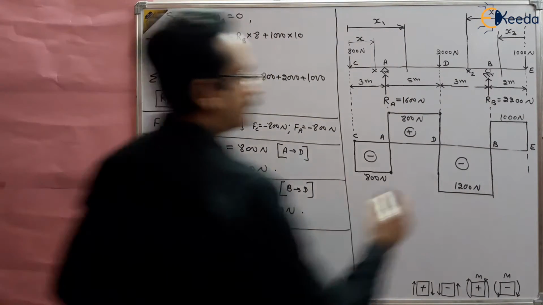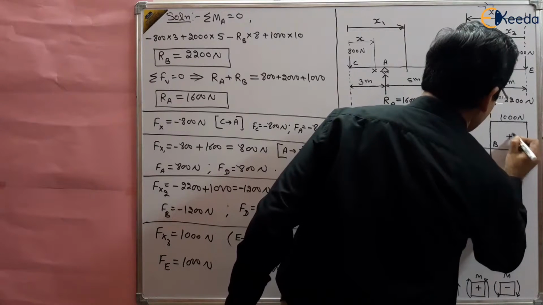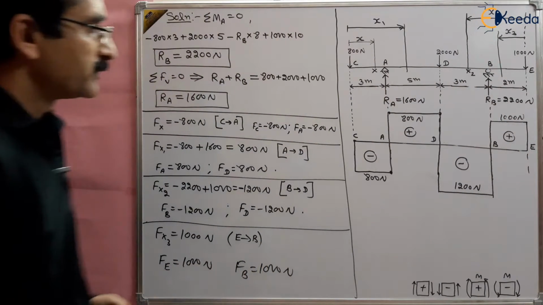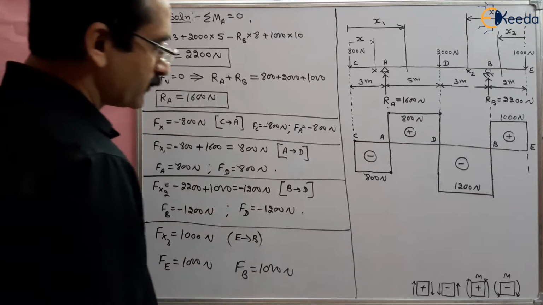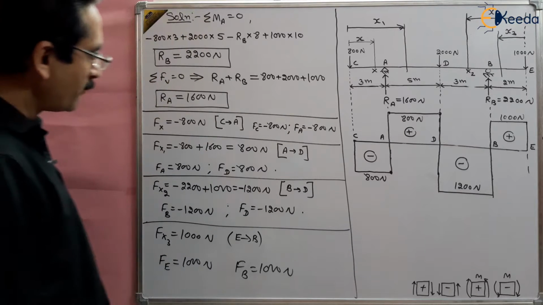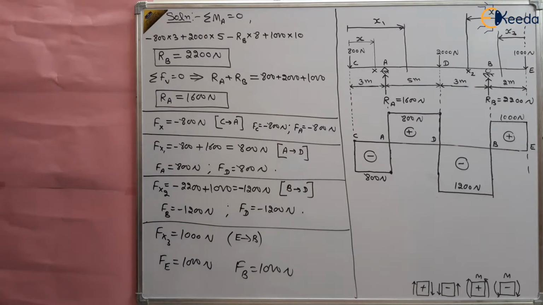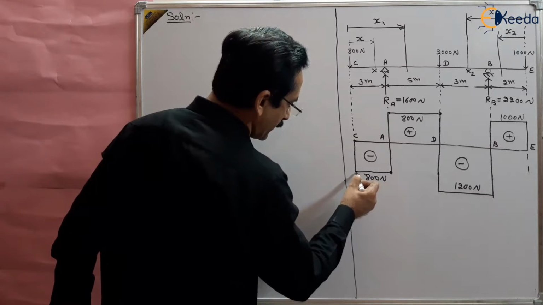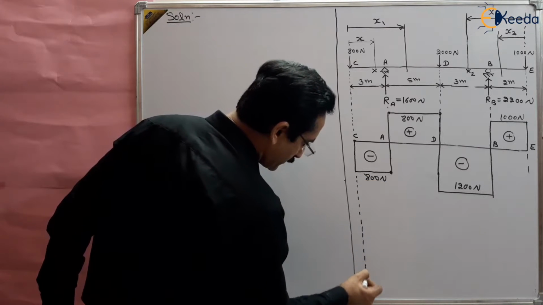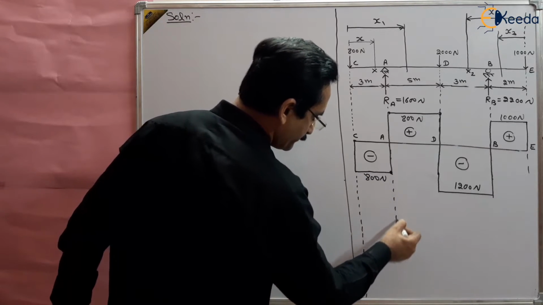So this is the shear force diagram. It is changing abruptly from positive to negative and then negative to positive, right? So this is the shear force diagram. Now we want to draw the bending moment diagram. Let us draw now the bending moment diagram. I am extending it to make the bending moment diagram.